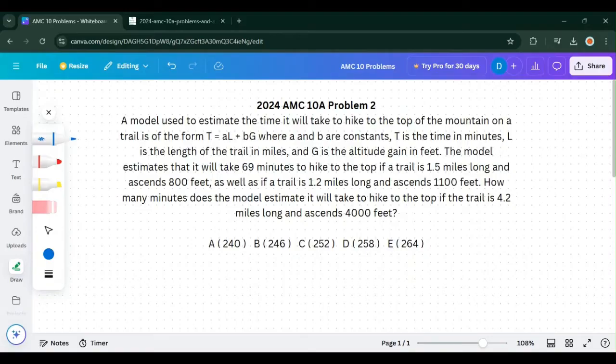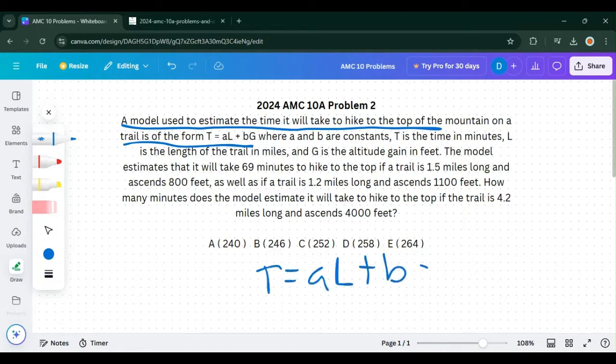Okay, now we're gonna start. As you see here, first sentence: a model used to estimate blah blah blah is of the form T equals A times L plus B times G. I want to make sure to write that down. And then over here, they're just explaining what T, L, and all the variables mean.